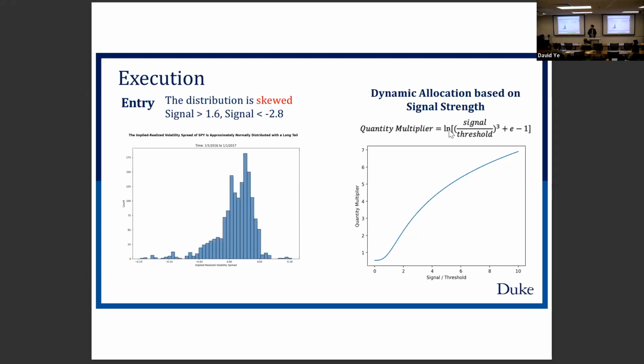We use the log to regulate that and avoid extreme positions. At first, we tried different combinations like polynomials, but they can explode when the signal is very large. So we use log to regulate this. And also, when the signal is exactly the threshold, that is when this equals 1, the multiplier is 1.